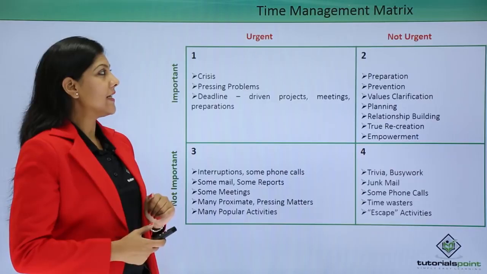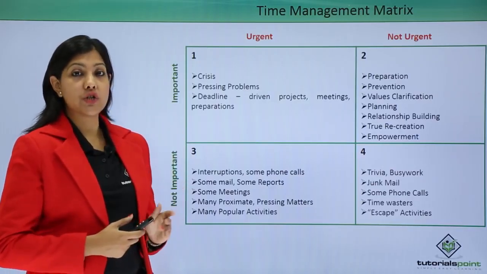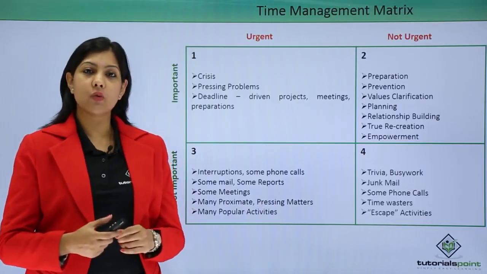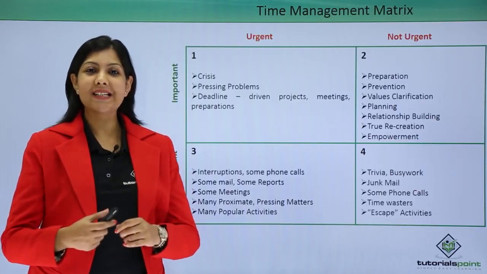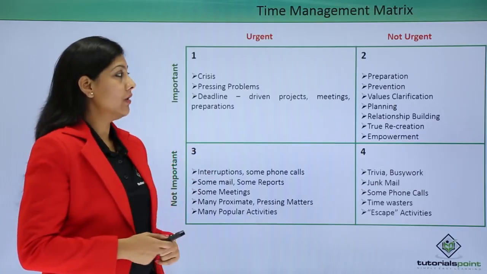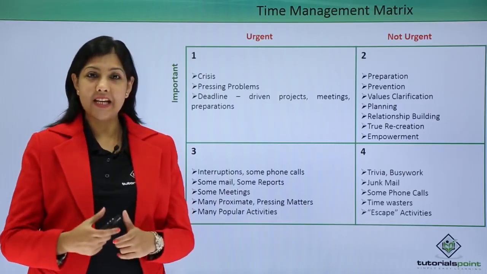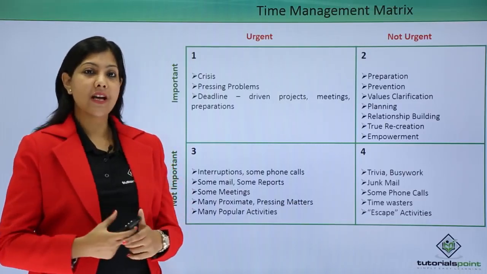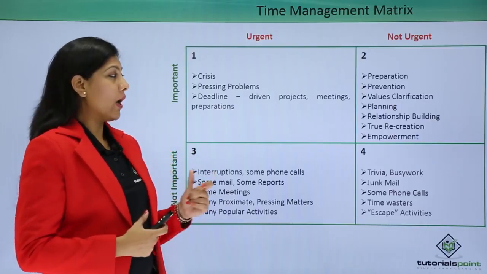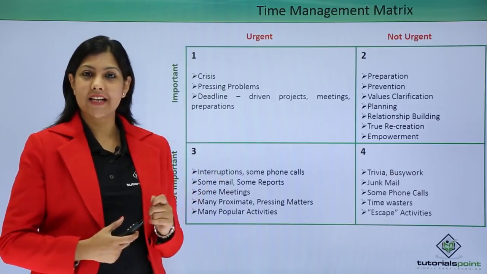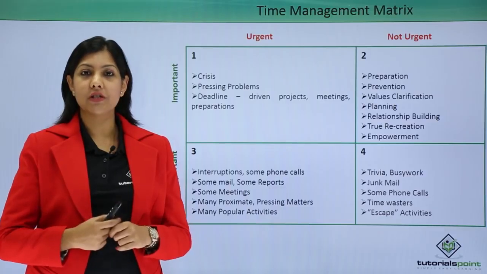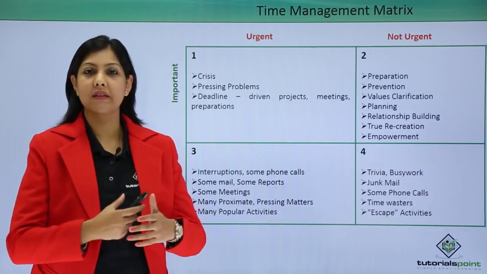The second quadrant is important but not urgent. Now, what do we mean by important but not urgent? These are certain tasks which you need to make sure you do in time before they become urgent. Things like preparation, prevention, value clarification, planning your life, your goals, your vision, relationship building, spending quality time with your family members, going out for vacations, recreations, etc. These may not seem very important, but yes, they are important if you give yourself the time to be in this zone.